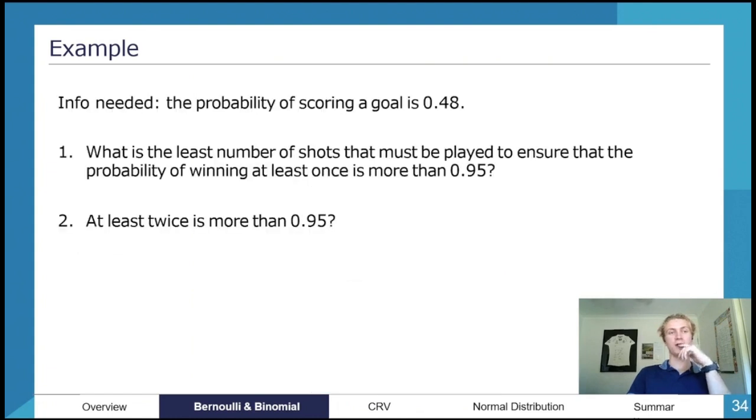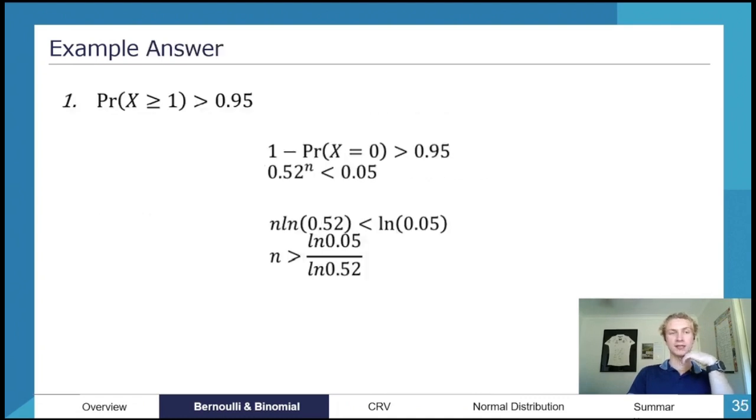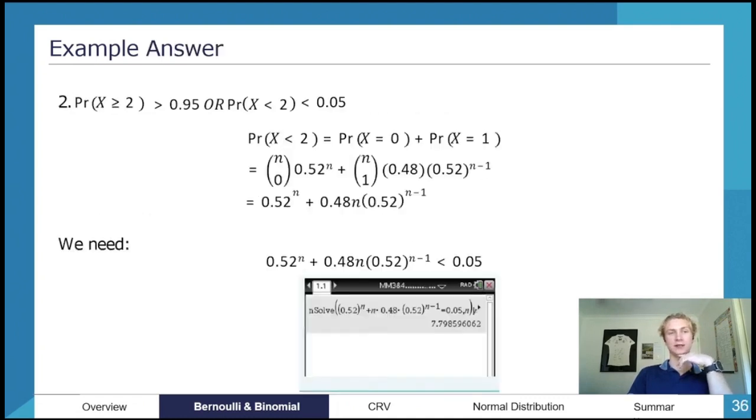Okay, part 2. So part 2 was asking, okay, at least twice. So the probability of scoring a goal at least twice being more than 95%. So once again, all we have to do is just set it up as a function. So we're trying to find the probability that x is going to be greater or equal to 2. And that probability is going to be greater than 0.95. Now, another way of writing that is that the probability of x being less than 2 is less than 0.05.